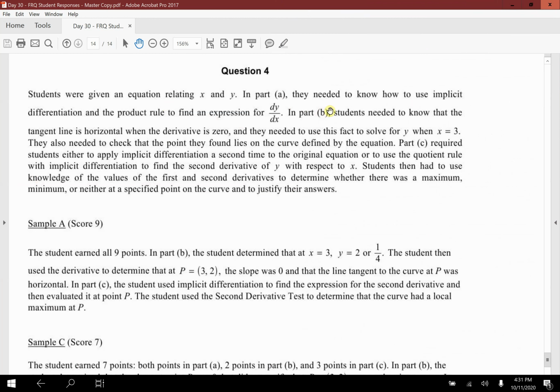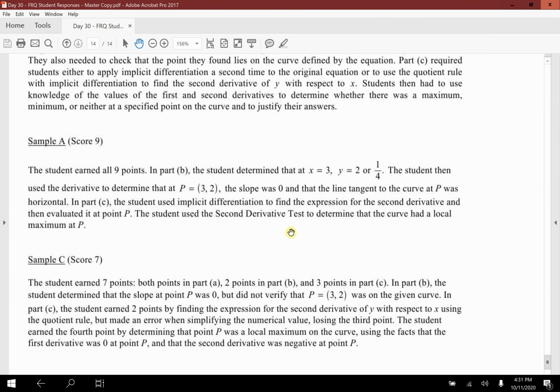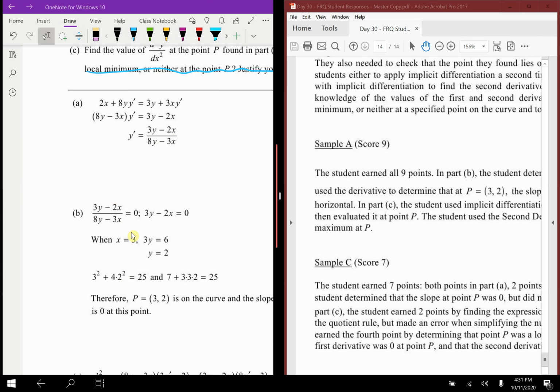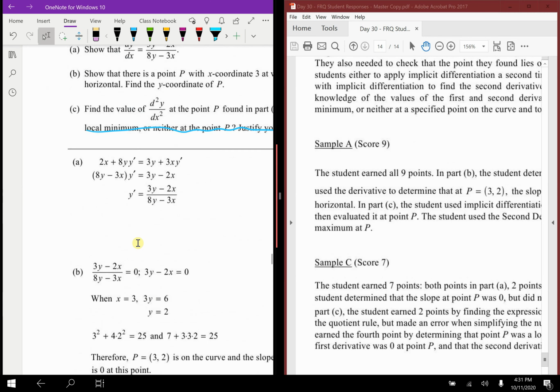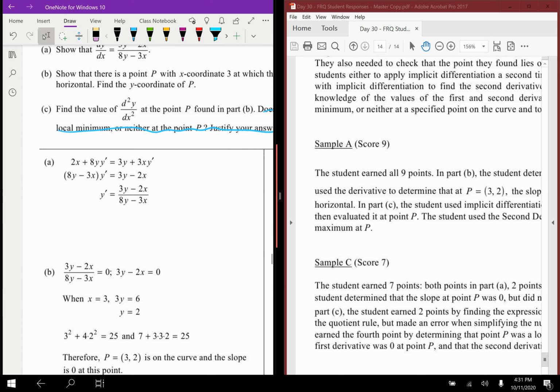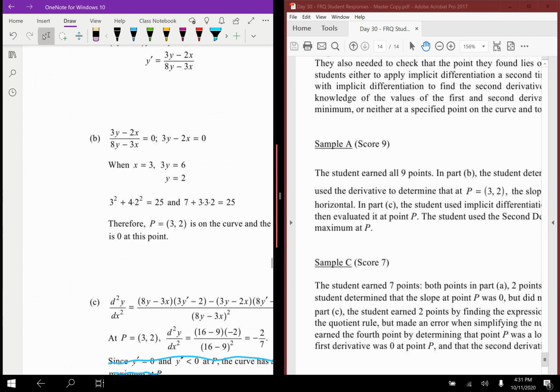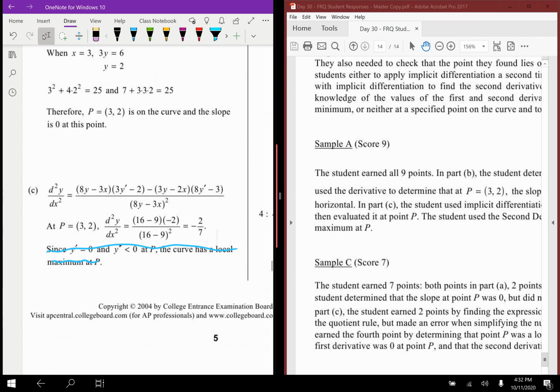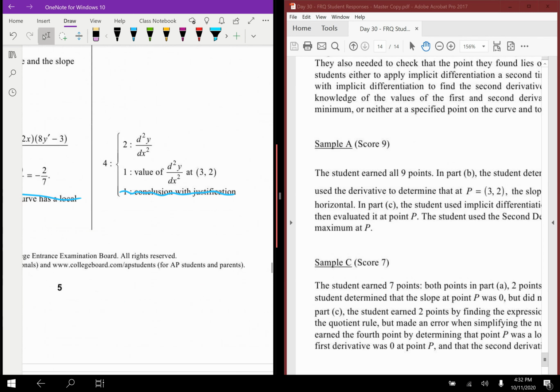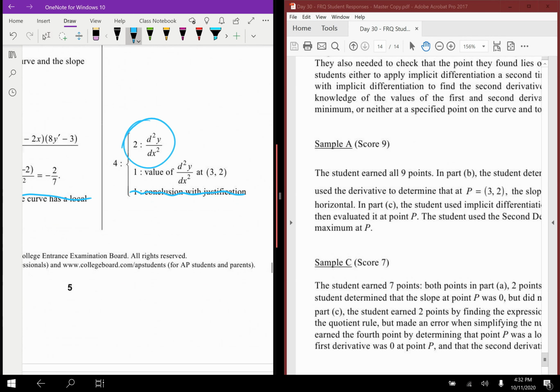Okay, students were given in Part A, they needed to use implicit differentiation. Part B, horizontal tangent when the derivative is 0. Part C, they probably had to use the quotient rule, and then ignoring the rest. All right, let's get to it. You'll notice that there were, again, 2 points for Part A, very common for implicit differentiation. There were 3 points for Part B, and I think Part B actually is a little bit tricky there. And then Part C is actually 4 points, and they got 2 points for getting a correct second derivative.